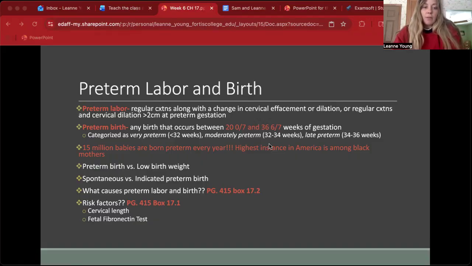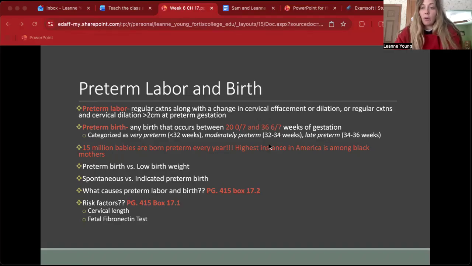On your slide, I also have spontaneous versus indicated preterm birth. This is how preterm births can be categorized. Spontaneous preterm births occur following an early initiation of the labor process in moms and babies. They don't have any underlying medical problems or conditions. Spontaneous preterm births make up about 75% of all preterm births in the US.